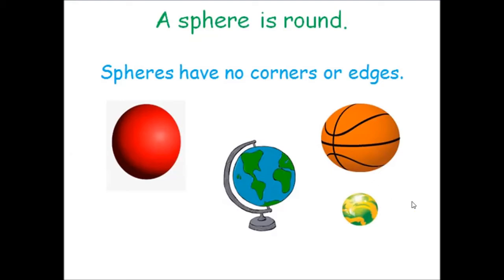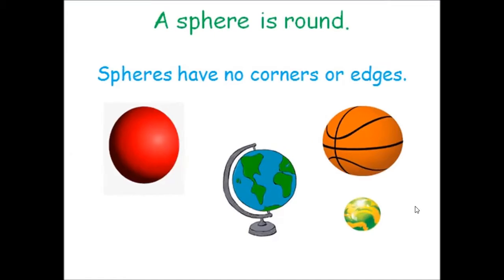So spheres are round, which means if I take a sphere, such as a marble or a basketball, and I roll it on the ground, what would happen? It would move because it's round. The way that it's round, it will make it move. If I push it, it will roll. So spheres roll because they are round, right? So we remember that.